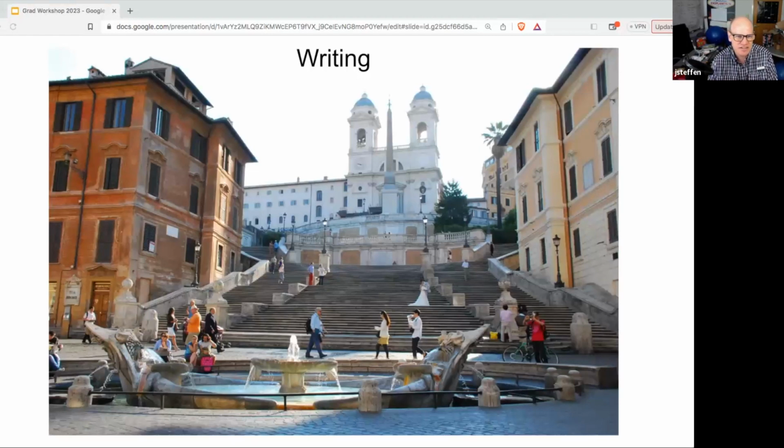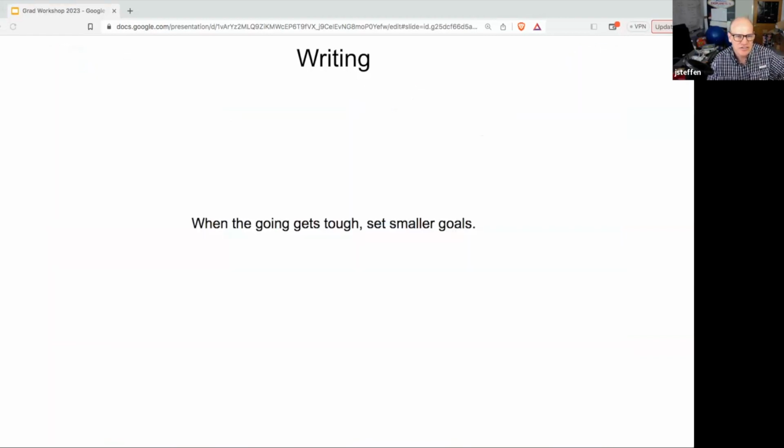Another thing is, a lot of times goals are really lofty. So this is the Spanish steps. There's like 8,000 steps to get up to the top of this staircase. Goals might be really lofty. It might be a long paper that you're working on, and a lot of it might not be that interesting to write. So when I get in difficult situations where I'm not actually all that thrilled about writing, when the going gets tough, I set smaller goals for myself.